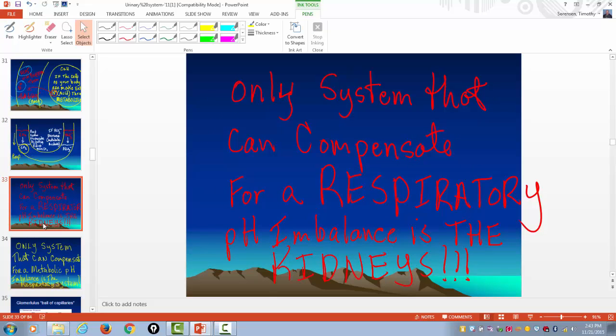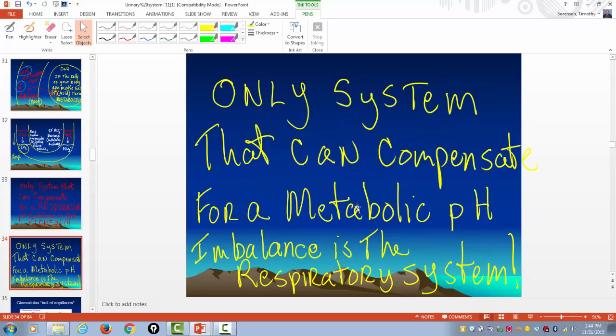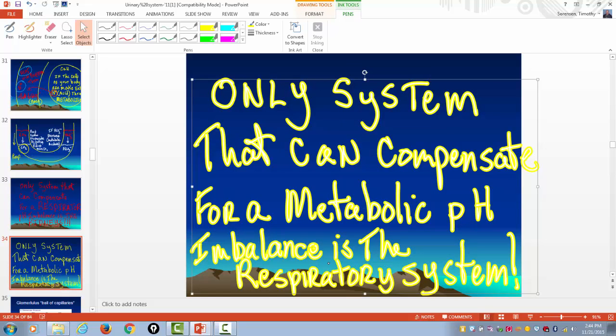Only system that can compensate for a respiratory pH imbalance is the kidneys. And the kidneys help maintain the pH of the blood by either reabsorbing bicarbonate or excreting bicarbonate. And the only system that can compensate for a metabolic pH imbalance is the respiratory system. And the respiratory system controls carbon dioxide. So if you understand that the respiratory system controls carbon dioxide and the kidneys control bicarbonate, anytime you have an increase or decrease in PCO2 or bicarbonate, that should tell you what's potentially causing that pH disturbance. So let's look at this a little bit.